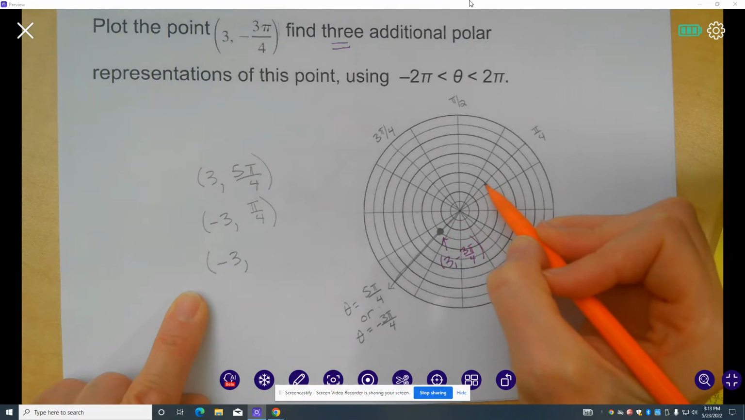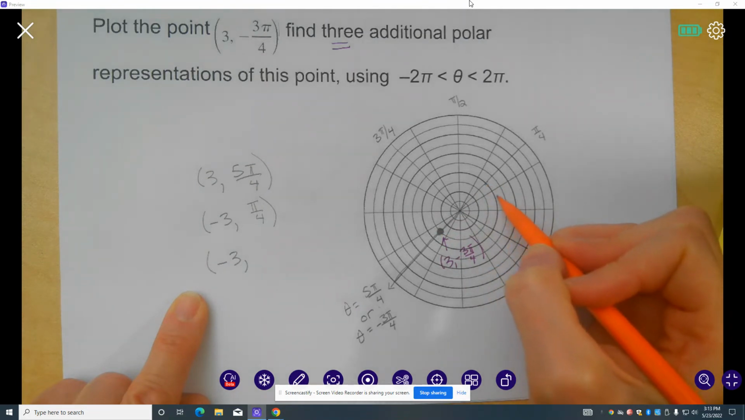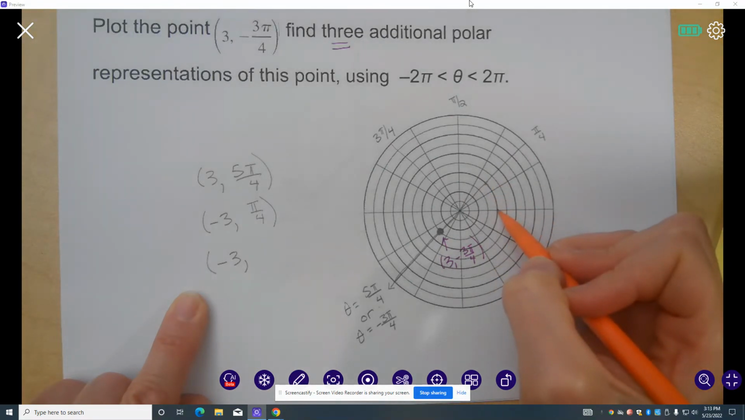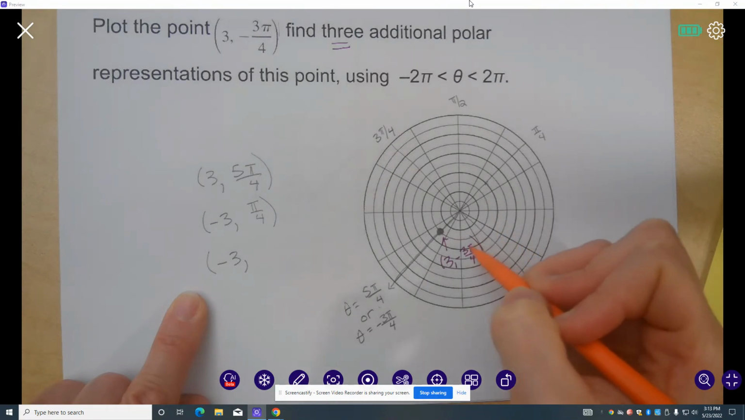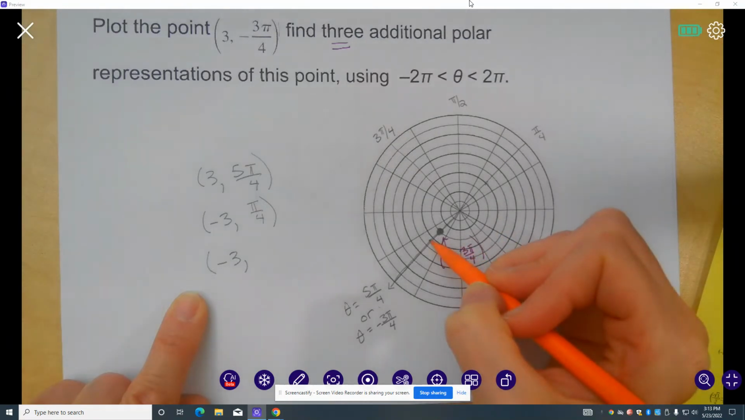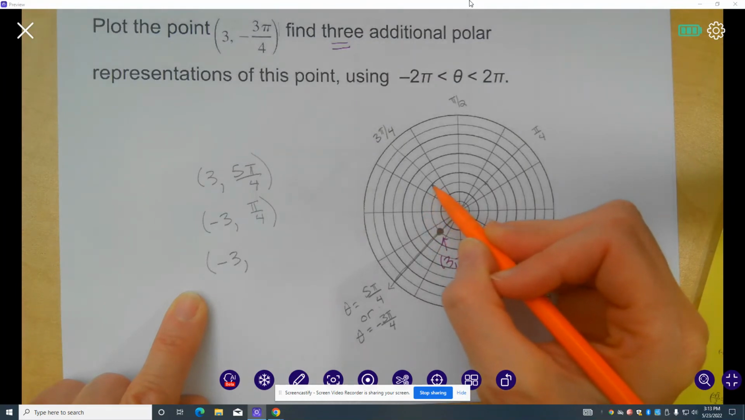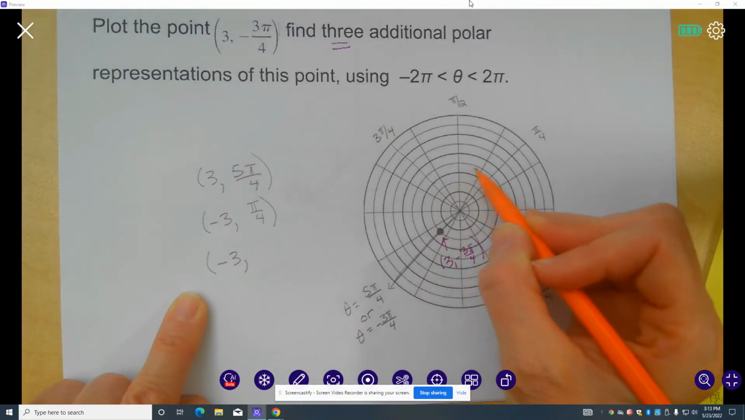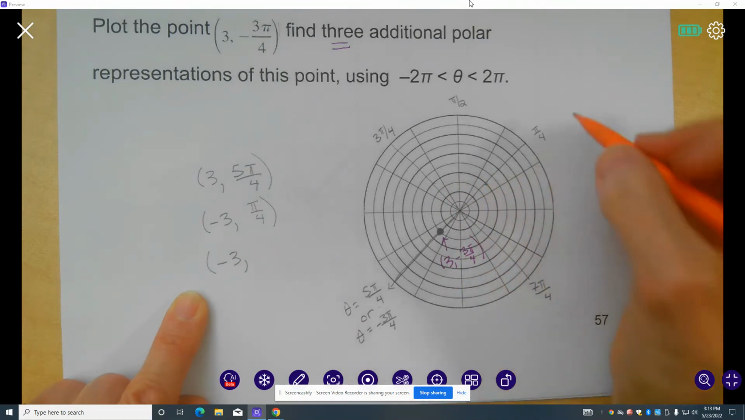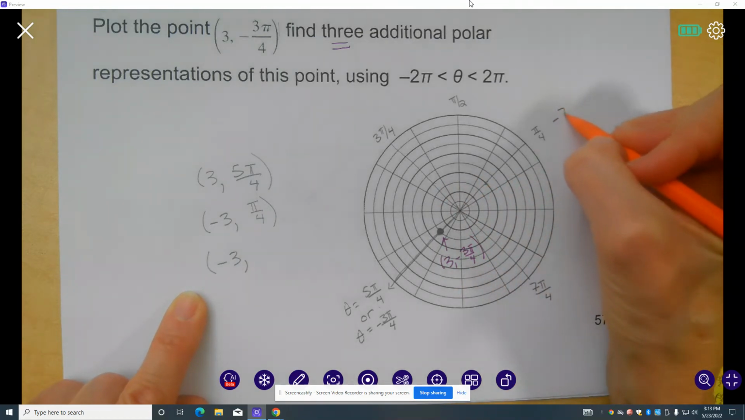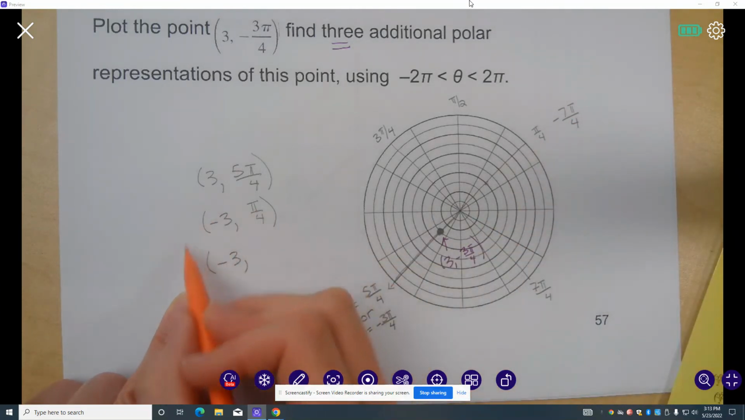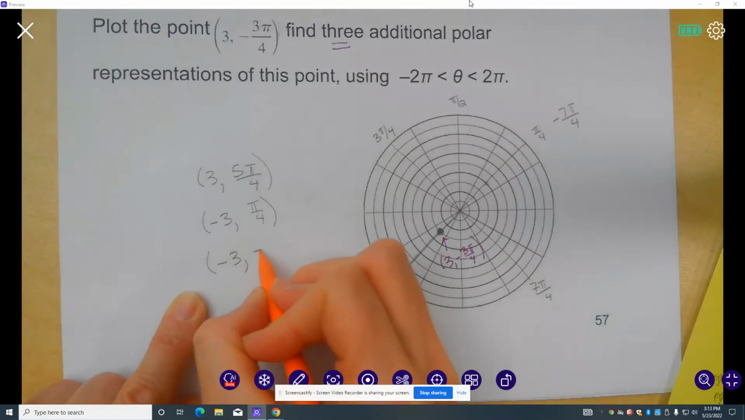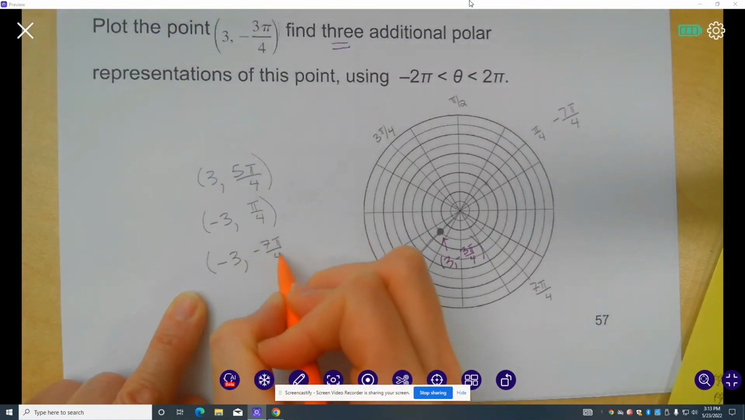Now, can I represent pi over 4 as a negative angle? If I do pi over 4 as a positive angle, I go up to that. If I do pi over 4 as a negative angle, it would be negative 1 pi over 4, negative 2 pi over 4, negative 3 pi over 4, negative 4 pi over 4, negative 5 pi over 4, negative 6 pi over 4, negative 7 pi over 4. So this angle could be pi over 4 or negative 7 pi over 4. So this coordinate point could be negative 3, negative 7 pi over 4.